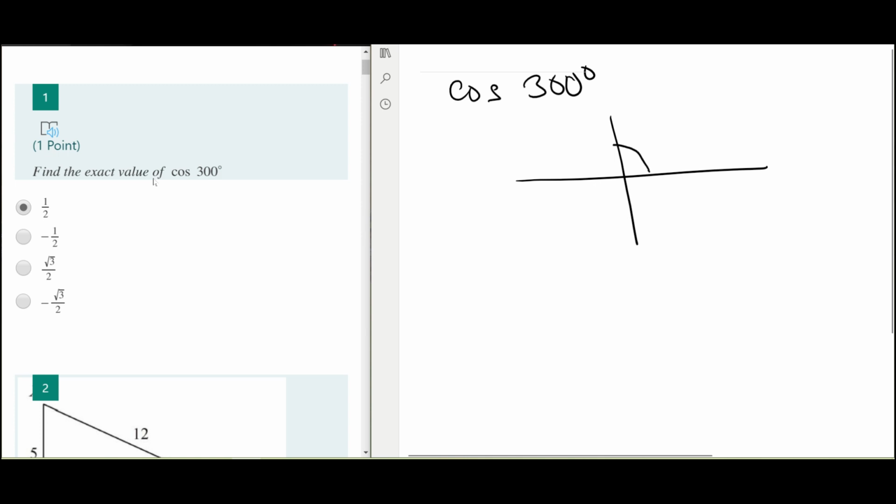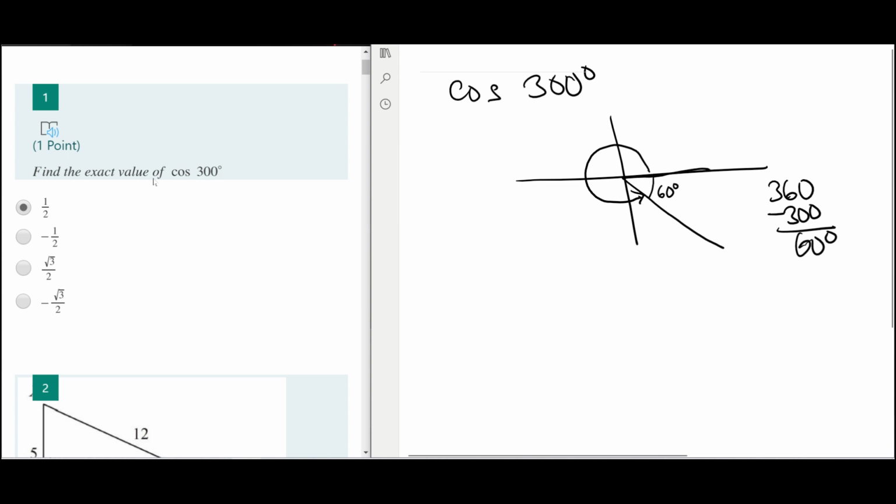If we're looking at 300 degrees, that means we have to be in quadrant 4. The reason is that a full circle is 360 degrees, so that's almost a full circle minus the 300 degrees that we went, which is 60 degrees. Remember that a positive angle goes counterclockwise, a negative angle goes clockwise. So this angle here has to be 60 degrees.